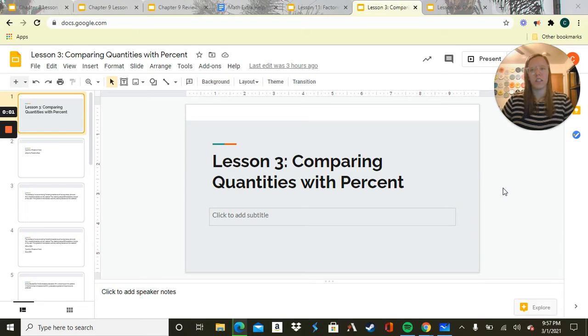Hey, seventh graders. Last week we started our new unit. We started by looking at percents. So today we are looking at lesson 3, comparing quantities with percent.